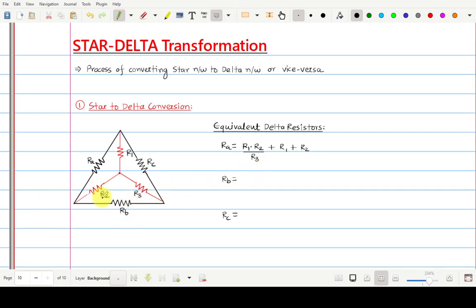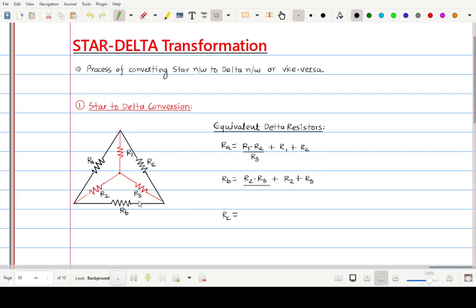Suppose we want to find the value of RB. What are the nearest star resistances? R2 and R3. So multiply them, R2 multiplied by R3, and again add them. So what will you get? R2 plus R3. Now what is remaining? R2 and R3 we have already written, so R1 is remaining. So take it in the denominator. So your value of RB will be R2 into R3 divided by R1, times R2 plus R3.